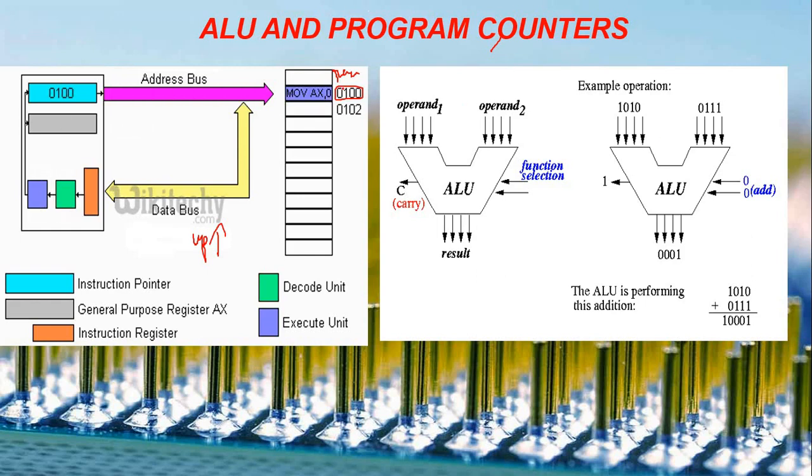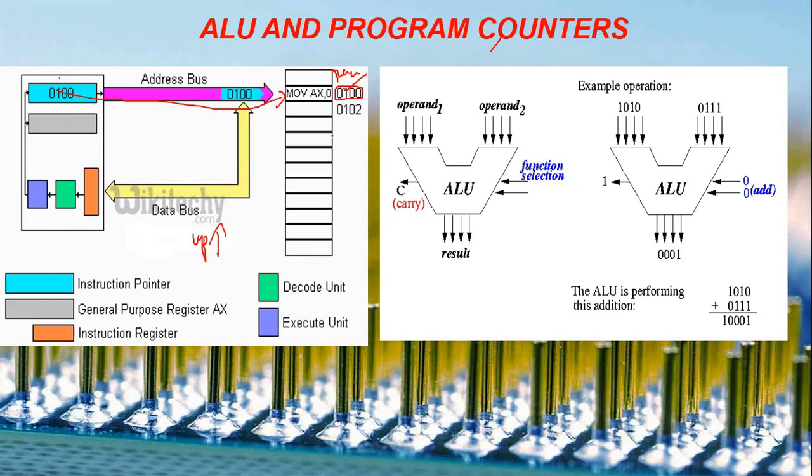So here the first address is 0100. What is the instruction there? Move AX, 000 is the instruction. First this address will be stored in this unit. Okay, from there it will fetch the instruction through the address bus. So in that address what data are we having? Move AX, 0, that is sent through the data bus to the decoding unit.